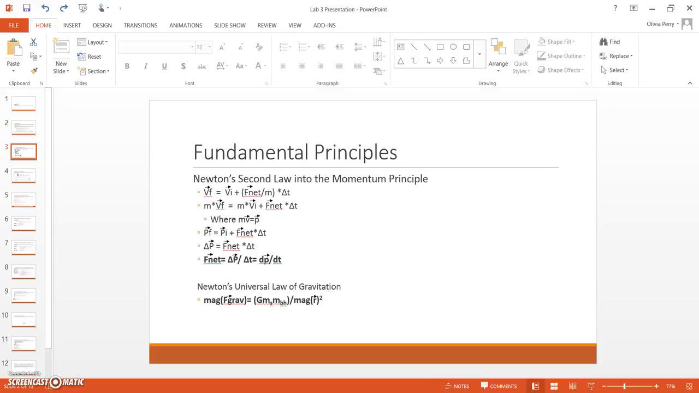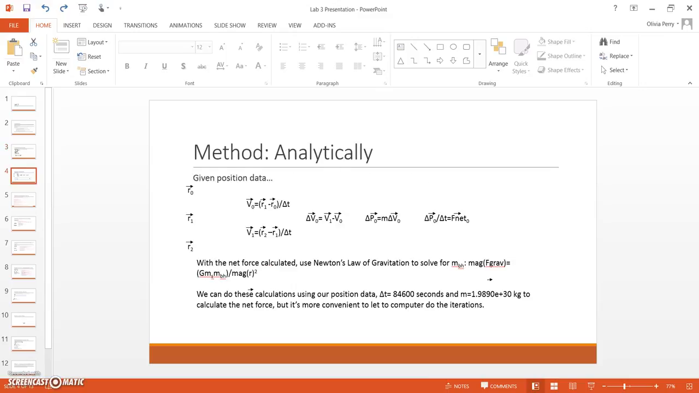The fundamental principles we use in the lab are Newton's second law in the form we know as the momentum principle. The derivation is shown here, and the final equation we use is Fnet equals dp over dt, as when delta t is small enough, which is assumed in this lab, derivatives can be taken, making Fnet equal to dp over dt. The other important equation in this lab is Newton's universal law of gravitation.